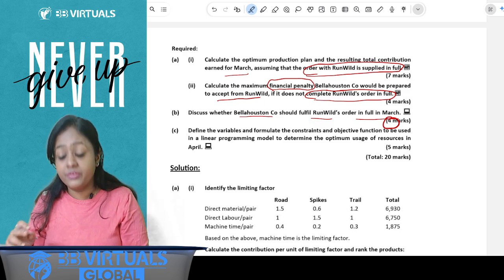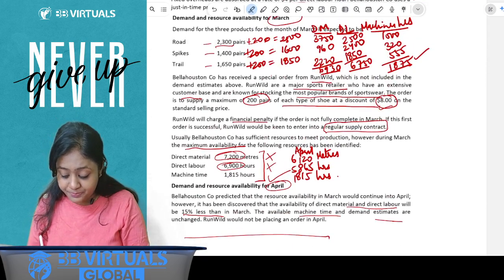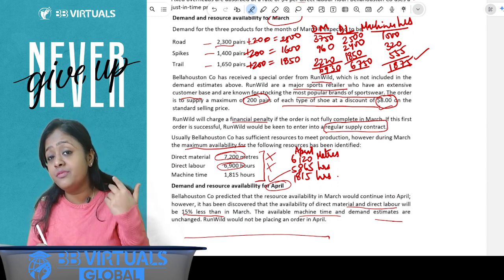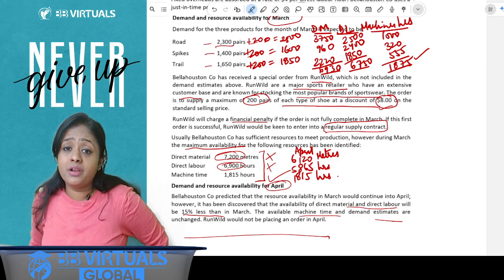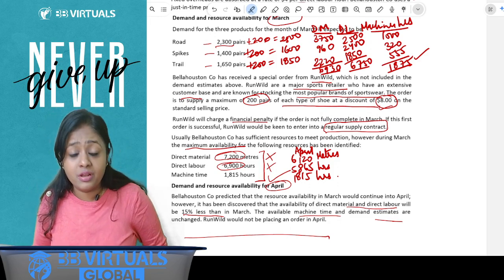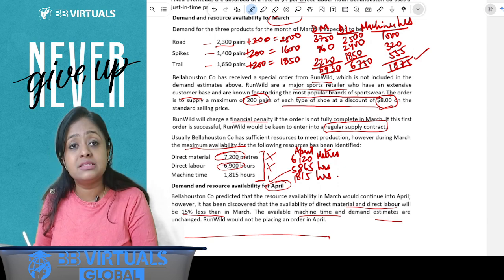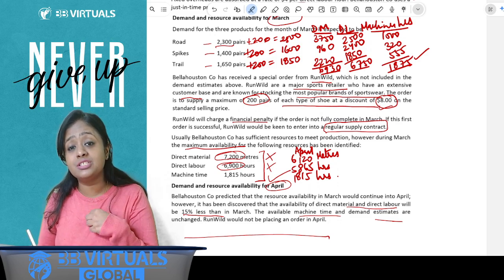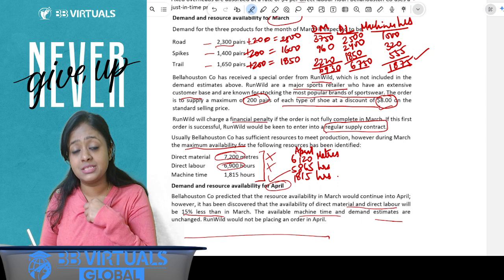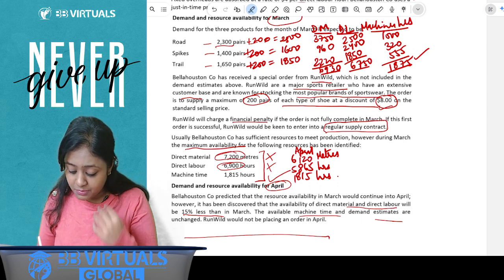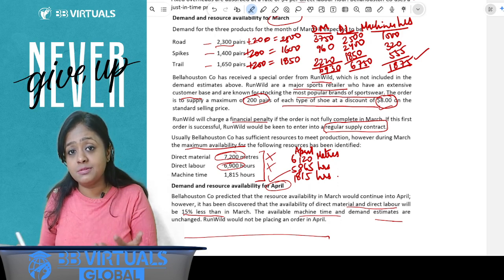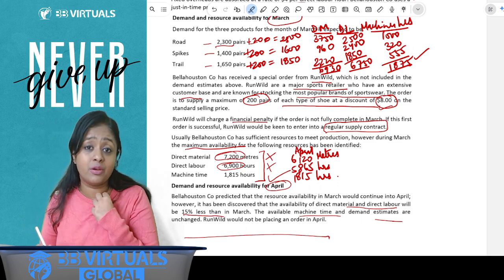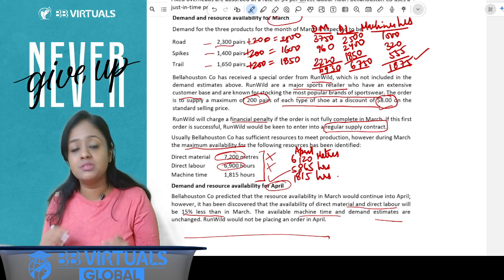Second point can be this: if they don't make the product in full, then Runwile will not go ahead with the future contracts. And if they make the Runwile order in full, then they can allocate a regular supply contract also, which is a very big thing and a very good promotional strategy for Bella Houston products, as Runwile has a huge customer base and keeps a lot of popular sportswear brands. So it is a direct kind of advertising and marketing for Bella Houston that its products will have.